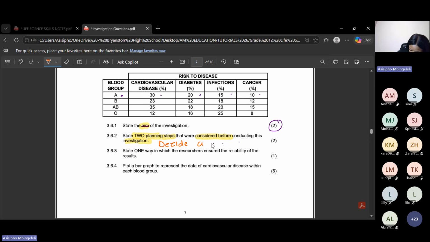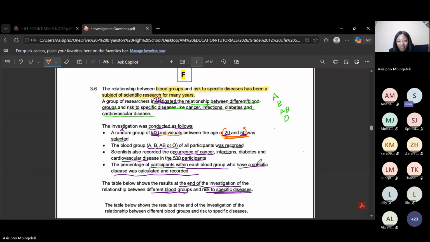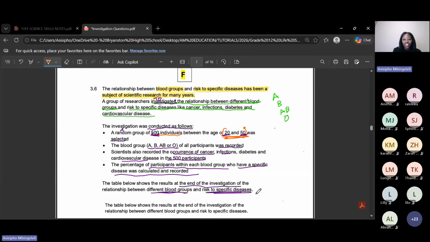Love it. And then we've already spoken about the asking permission. What else do we need to decide on? They decided on the diseases that they were going to be investigating. Lovely. They decide on the specific diseases to investigate: cancer, infections, diabetes, cardiovascular. They could have decided to investigate stroke, flu, HIV, and so on. The specific diseases, they had to decide on that.